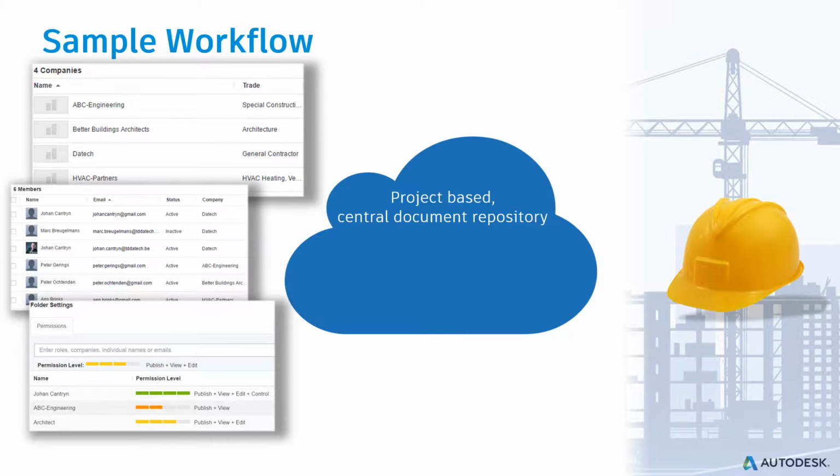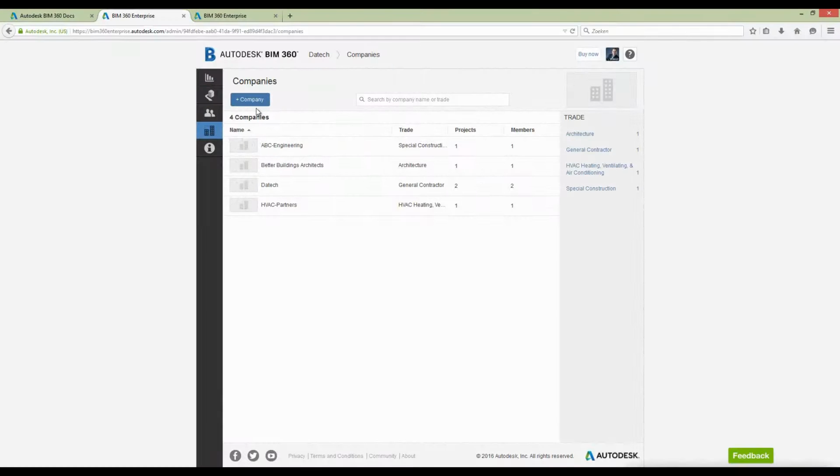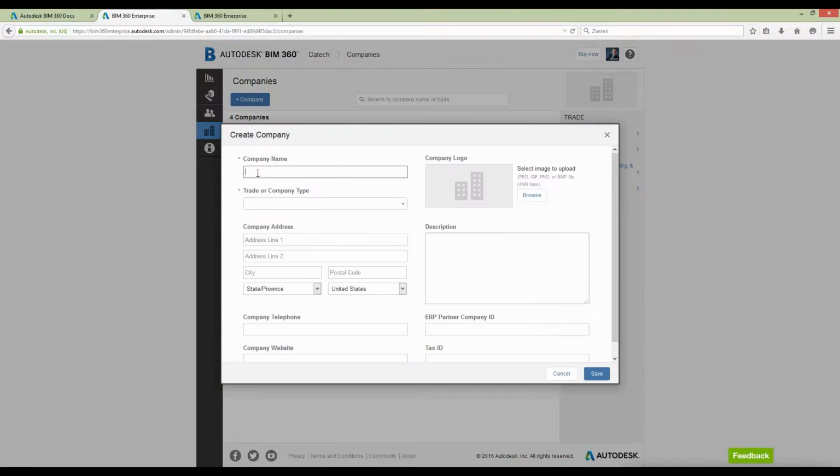So we create the project. We've defined our structure. Time to add users and assign security to them. Before we're actually going into defining individual users, let's create the companies they belong to. This is also done on the enterprise level, so the companies and users can be utilized in any of the BIM 360 solutions.